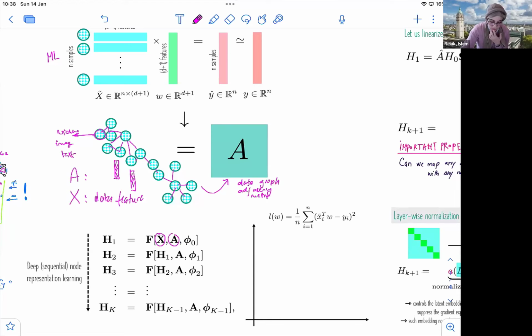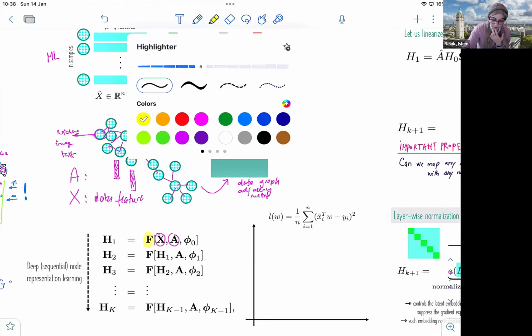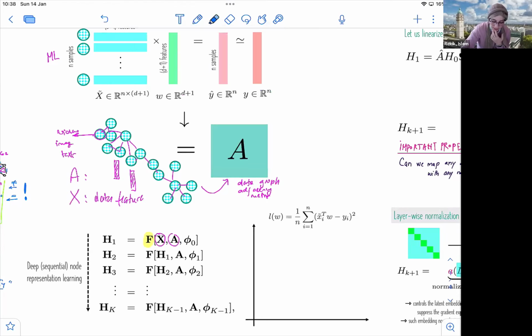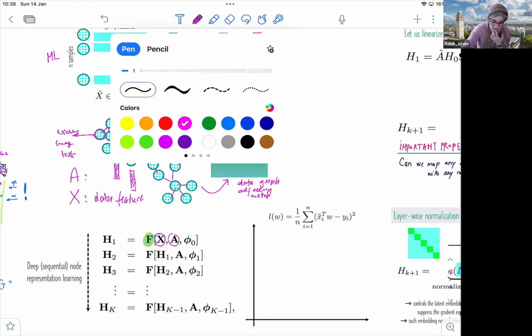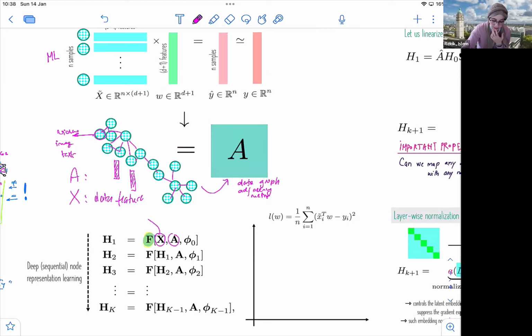And our goal is to learn a mapping function, or a neural network or transformation F, that allows us to map X, the input features, onto a new representation, or to embed them, okay, by using the graph matrix and some parameters to learn. So phi 0 is a mapping function that will map the features from layer 0 to layer 1. Okay, so it will map X onto H1.